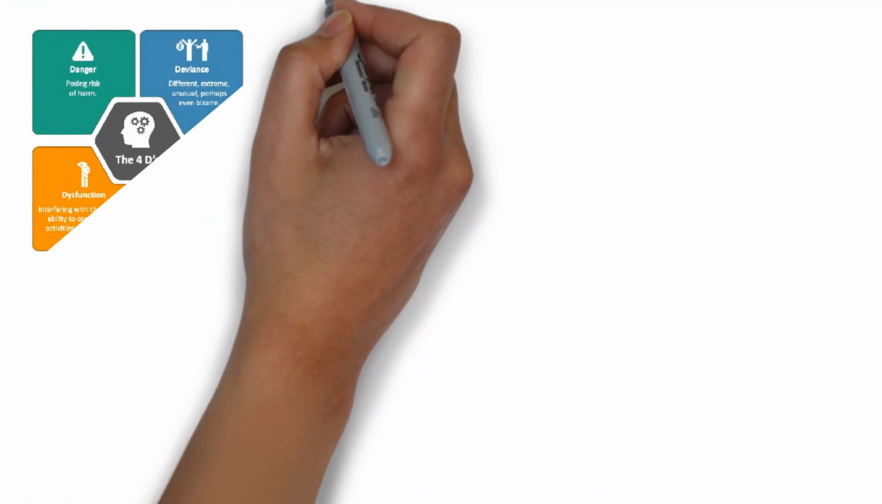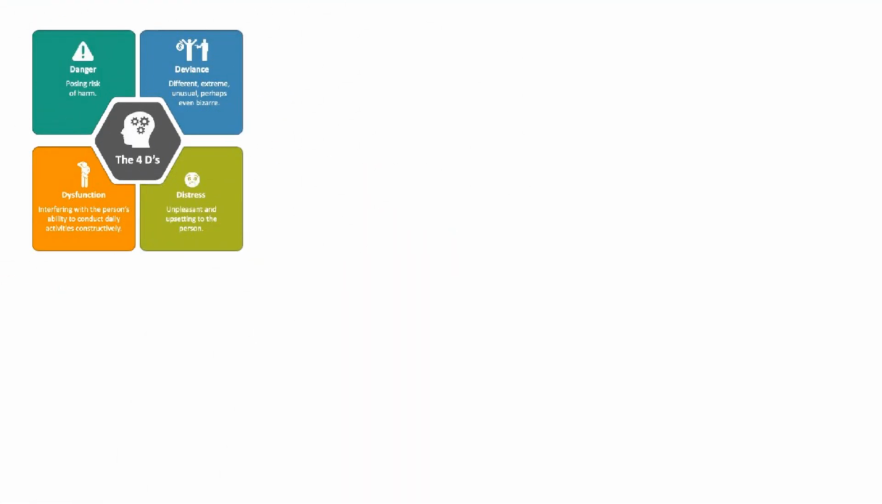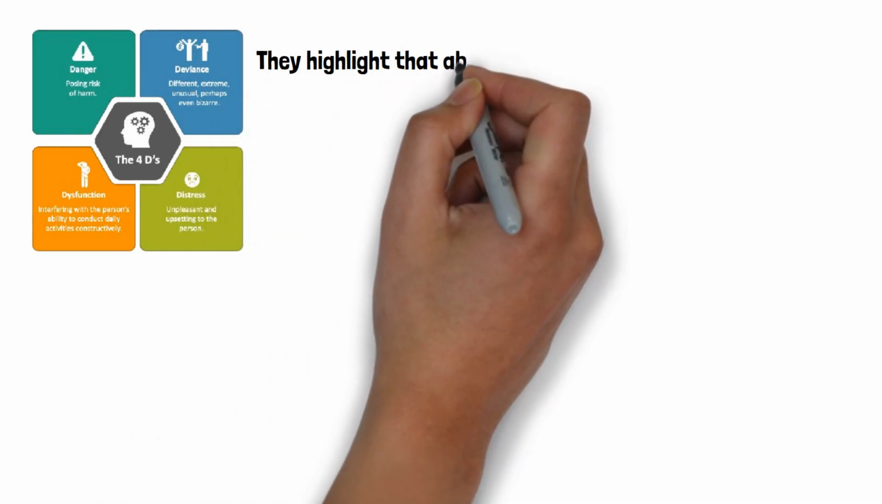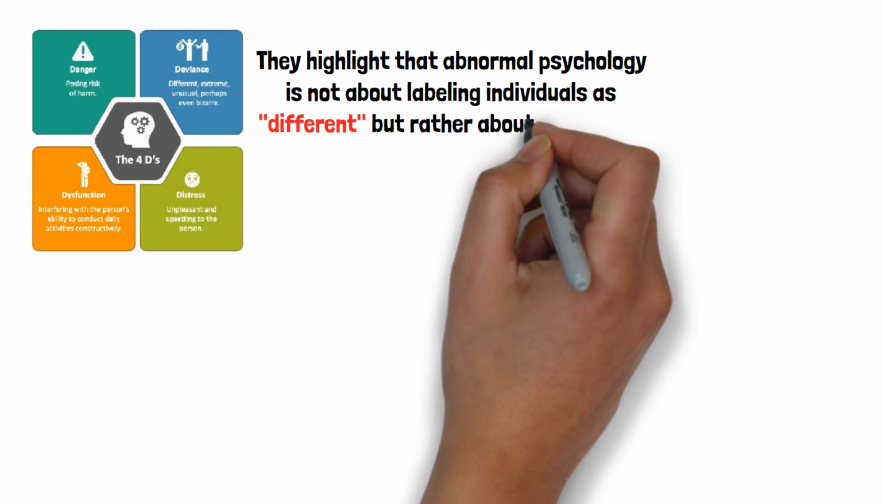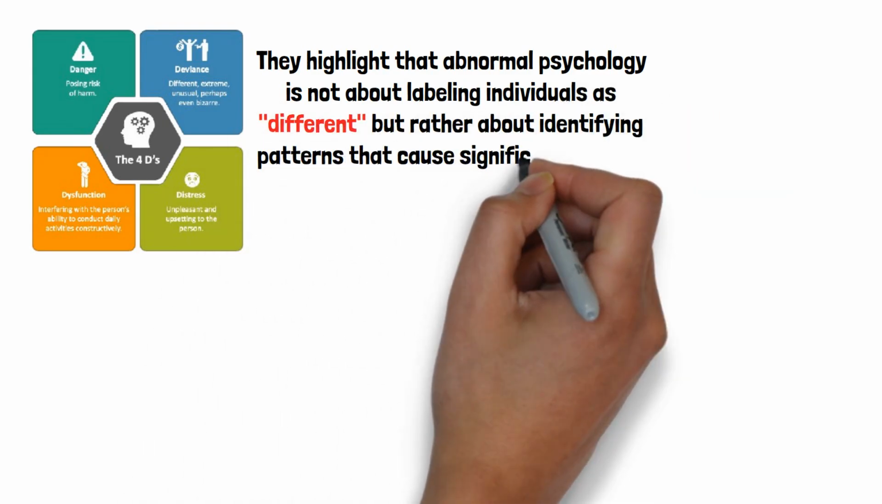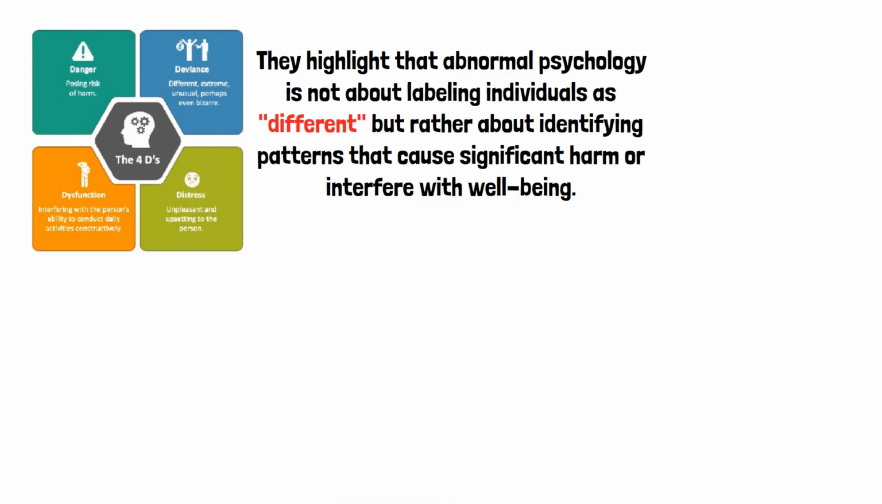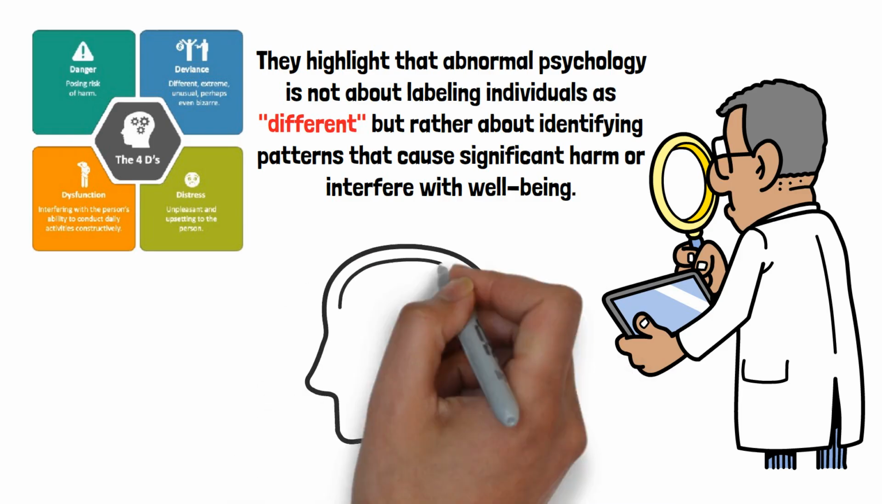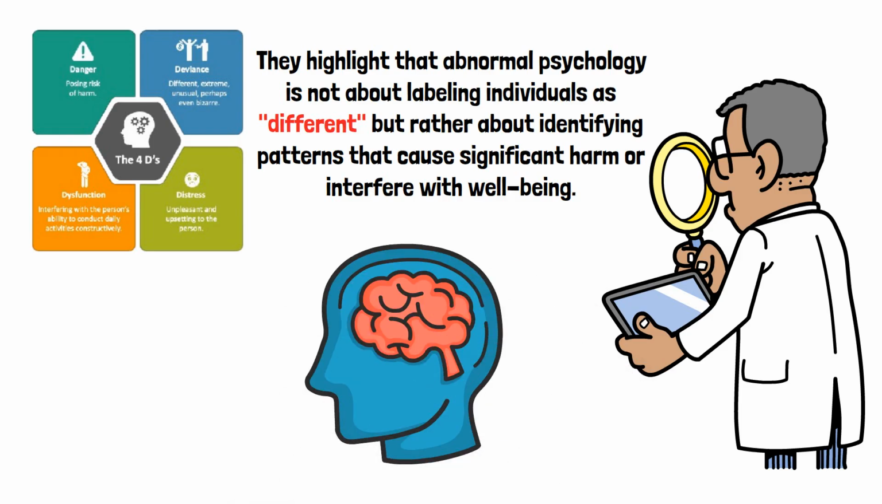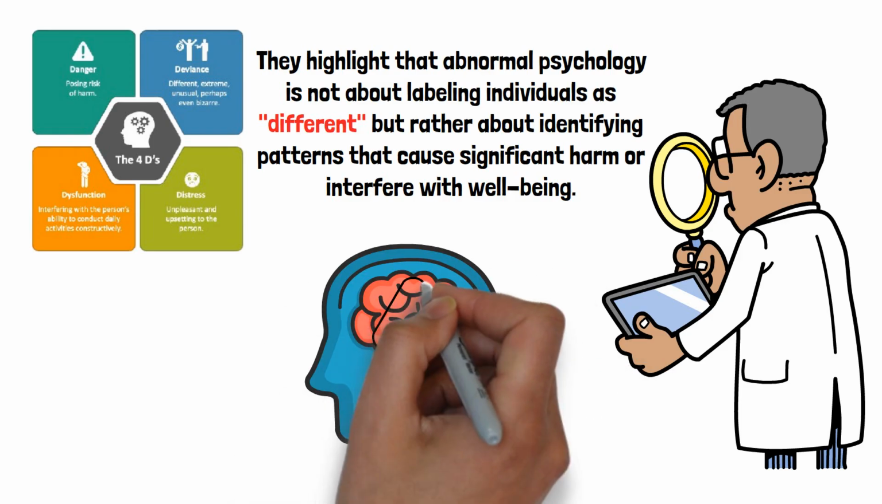The 4 Ds provide a comprehensive framework for understanding abnormal behavior while emphasizing the importance of context. They highlight that abnormal psychology is not about labeling individuals as different, but rather about identifying patterns that cause significant harm or interfere with well-being. By addressing these dimensions, mental health professionals can better diagnose and treat psychological disorders, promoting improved outcomes and quality of life.